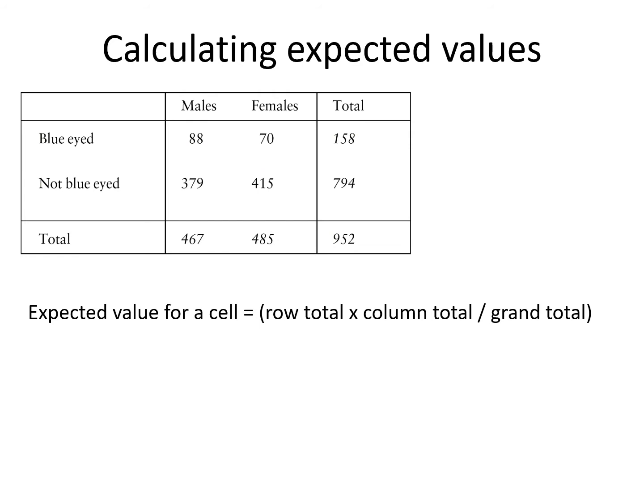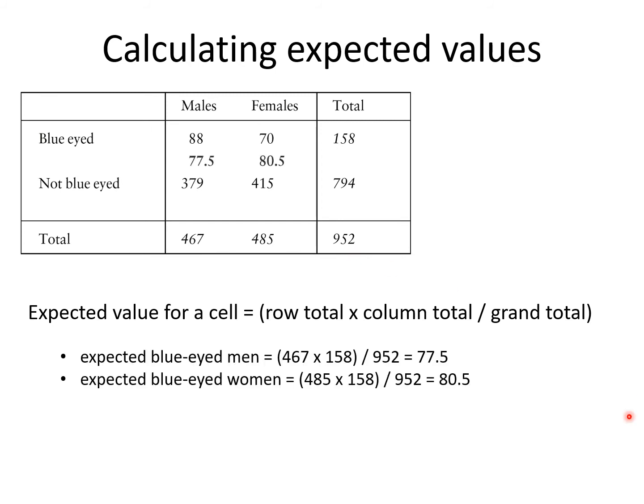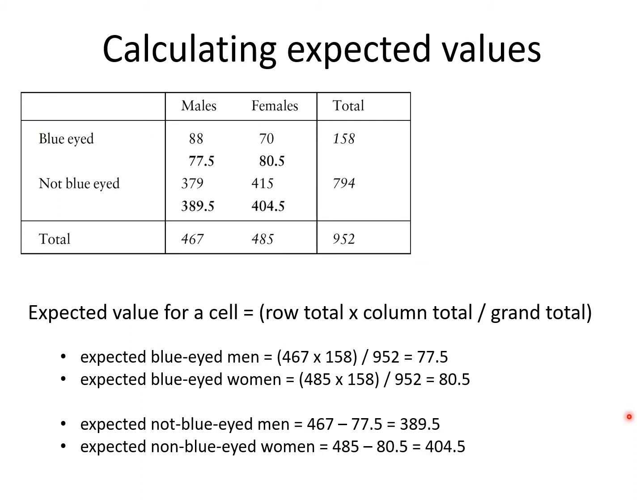And it's actually really easy to work out those expected values. It is simply, for every cell, and again, let's come back to this cell, the expected value is the row total multiplied by the column total divided by the grand total. So we can easily work this out, the number of blue-eyed men and women and the number of not blue-eyed men and women. And that then gives us our expected values versus our observed. And what you can see here, for every category, there's a difference between the number observed and the number expected. And that difference is the basis for the statistical test.